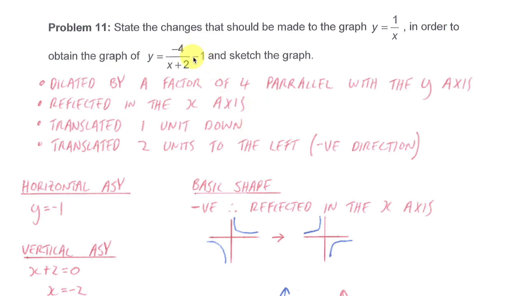Translations. The effect here is that we take every point and move it down 1 position. So we say that we are translated 1 unit down. Horizontal translation: make x plus 2 equal to 0 and solve for x to work out that it is negative 2. So that means that every point is picked up and moved 2 units to the left-hand side. So we are translated 2 units to the left, or if you like, in the negative direction along the x-axis.